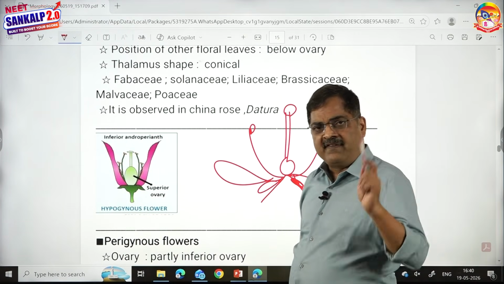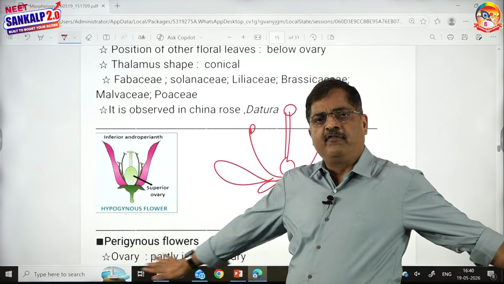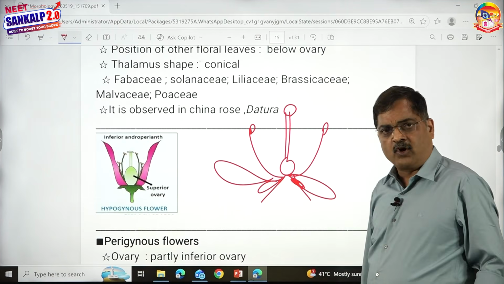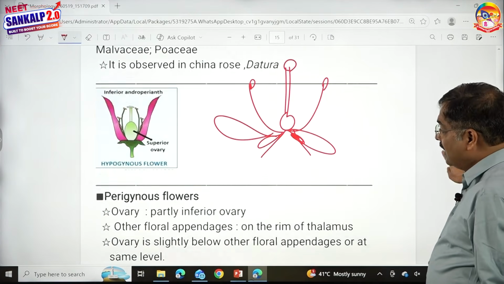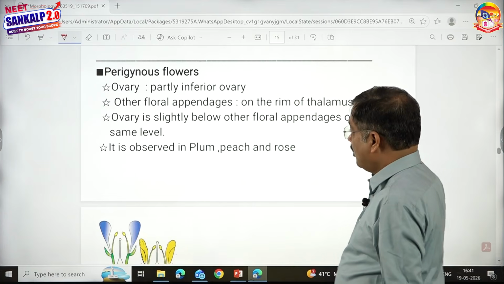In your syllabus, Fabaceae, Solanaceae, Liliaceae, even Brassicaceae, all 4 families are examples for hypogynous flowers. Now, what about perigynous? Ovary is partly inferior. All right, now how is it?